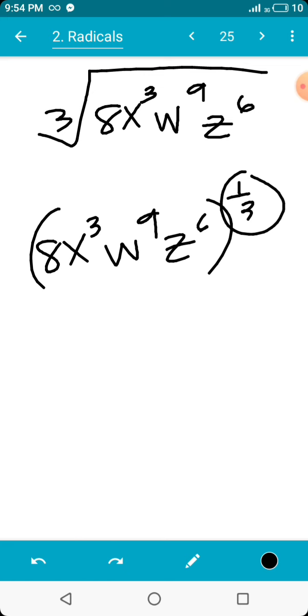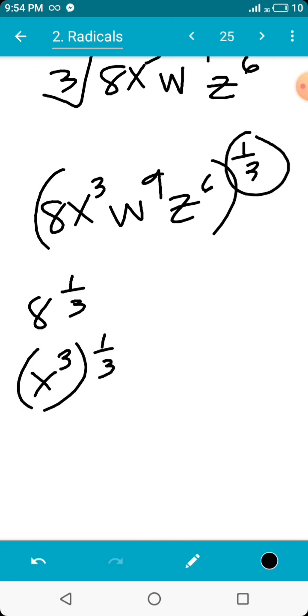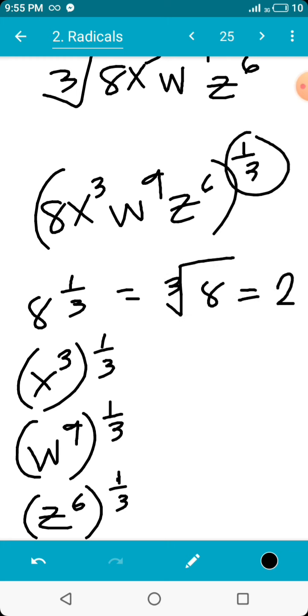So, first we have 8 raised to 1/3, okay? And x cubed raised to 1/3. And then w raised to 9 raised to 1/3. And then z raised to 6 raised to 1/3. Okay? So, let's apply the rule. So, again, pag meron tayong fractional exponent, so 8 raised to 1/3, it will become cube root of 8, and we know that that is 2.